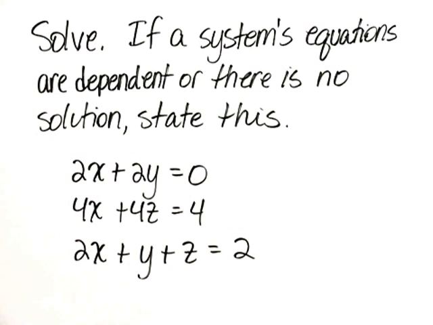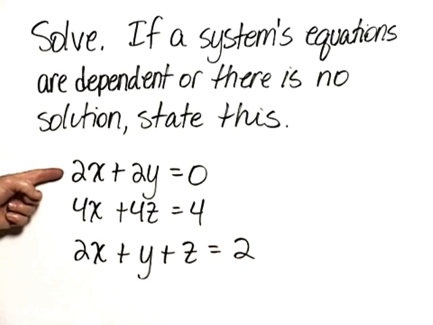Solve. If a system's equations are dependent or there is no solution, state this. 2x plus 2y equals 0. 4x plus 4z equals 4. 2x plus y plus z equals 2.